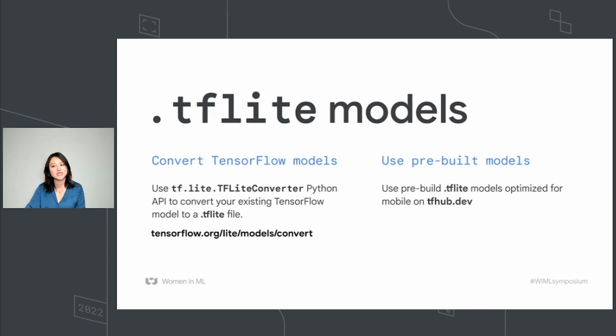There are two ways that you can get a TF-Lite model. If you already have a TensorFlow model that you're very happy with, you can use the provided conversion tool to convert a TensorFlow model to a TensorFlow Lite model. You can find the tool on the website. During the conversion process, you can also apply different optimization techniques.